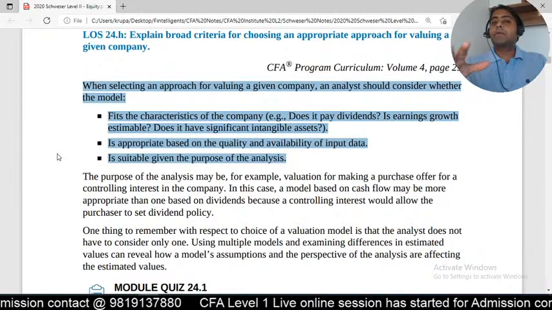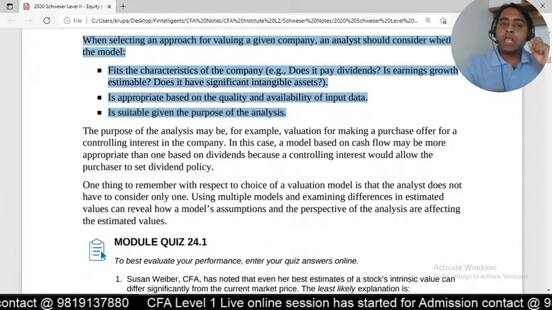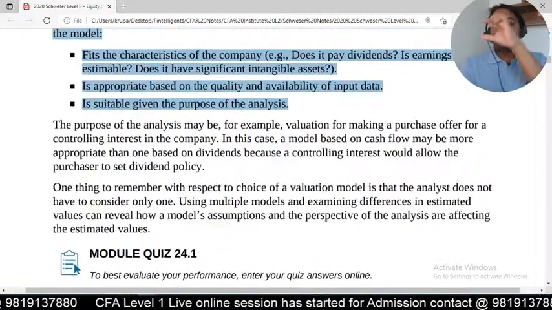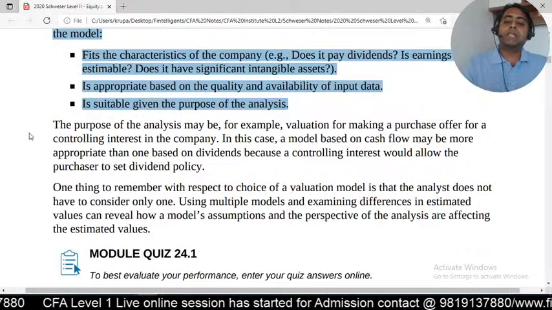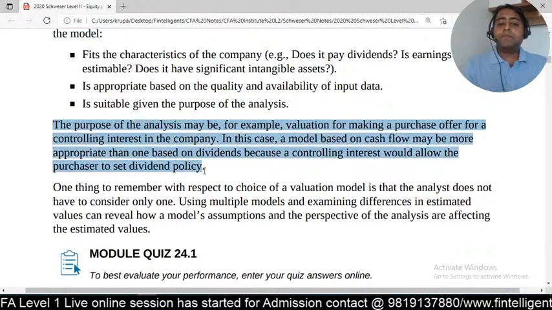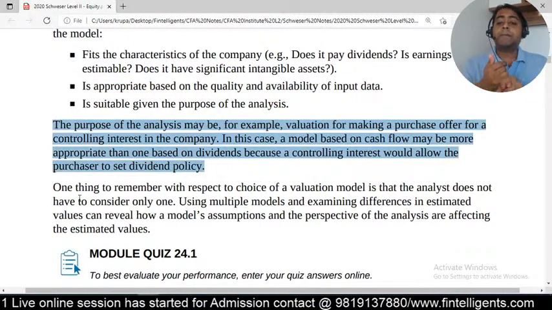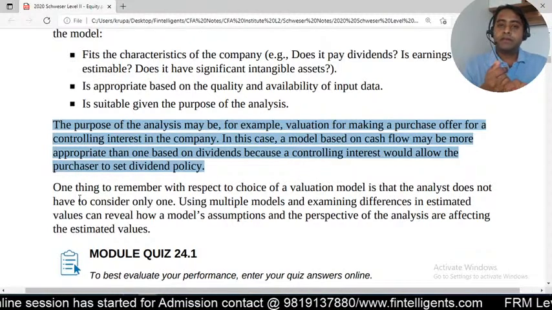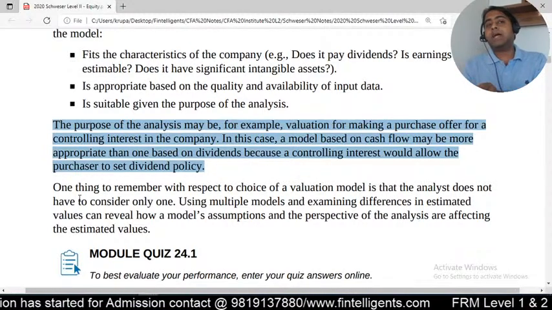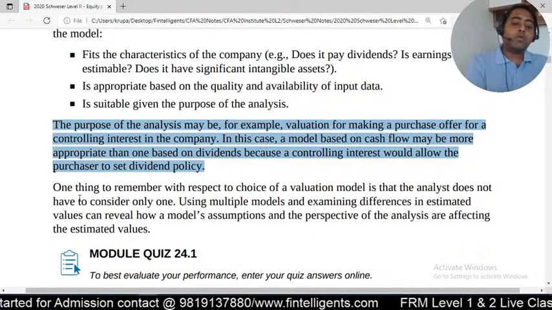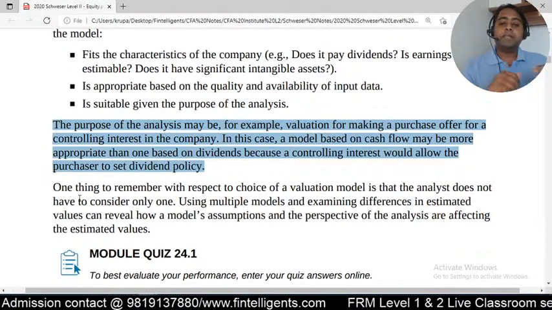Right? I hope everybody has read the first 3 lines. Now in those 3 lines, the last part, the purpose, we are going to be reading about this now over here. What is the purpose of your analysis? Is the purpose to make a purchase offer for a company, right? Or is it only to understand, only to take a minority interest in that company?